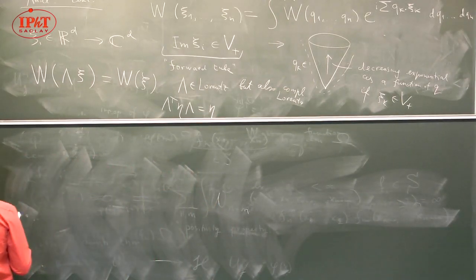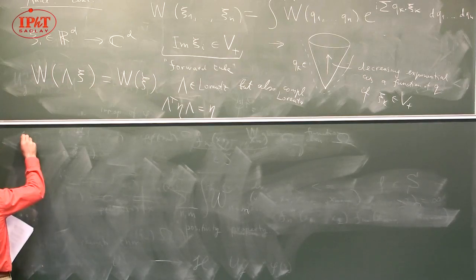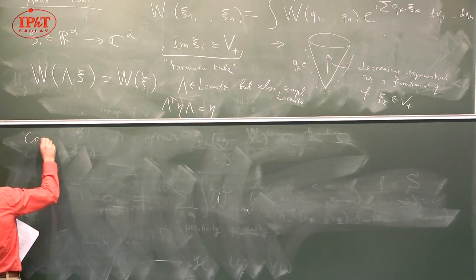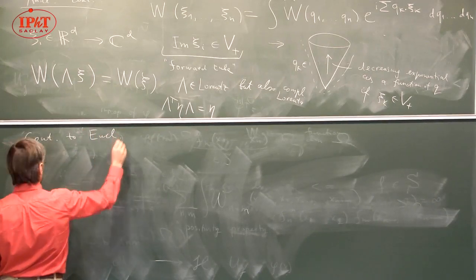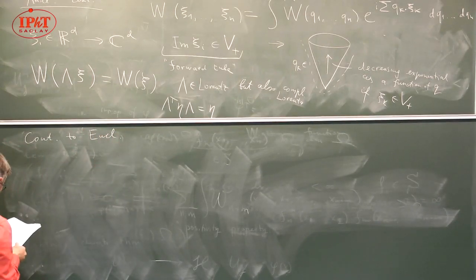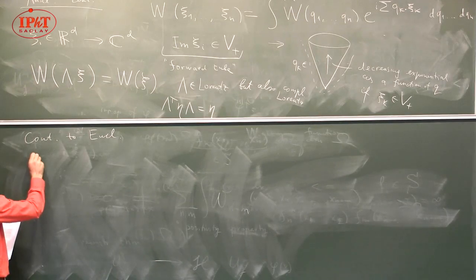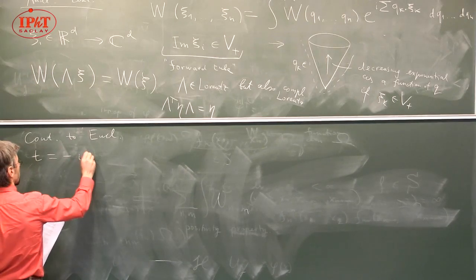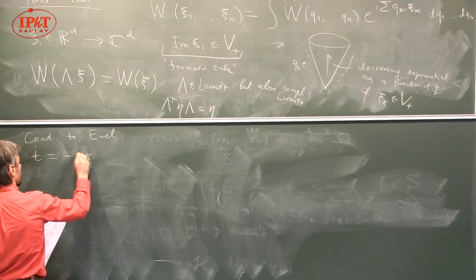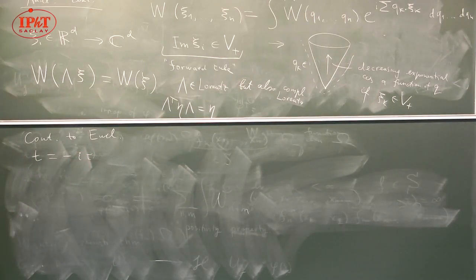So we are interested in continuation to Euclidean. Euclidean time tau is related to the Minkowski time t by this formula, t is equal to minus i tau. So this is Euclidean time.